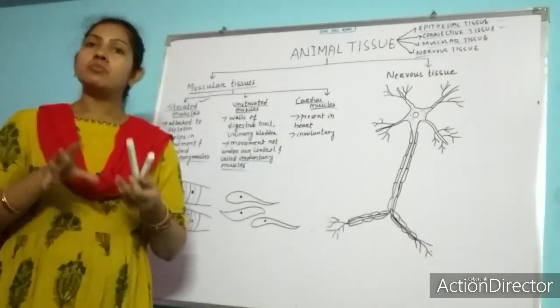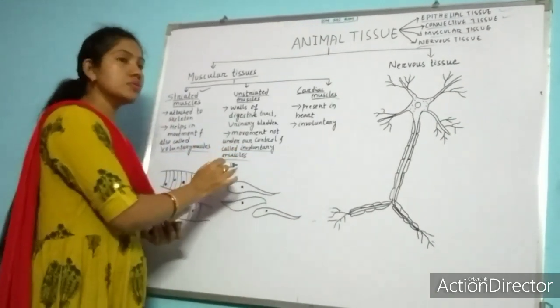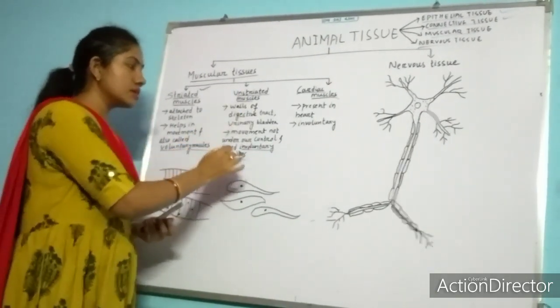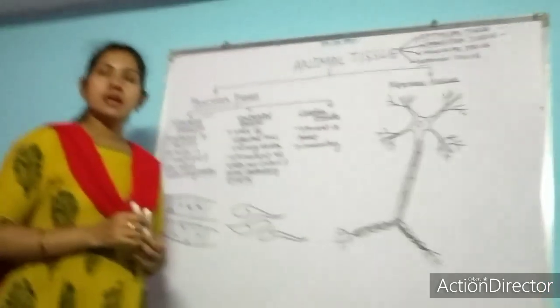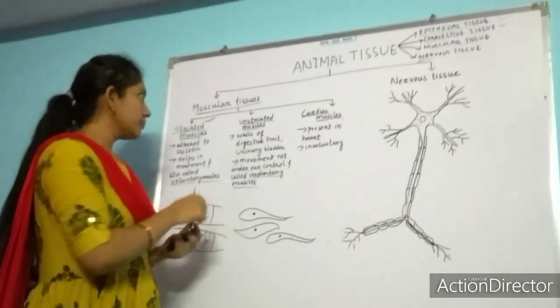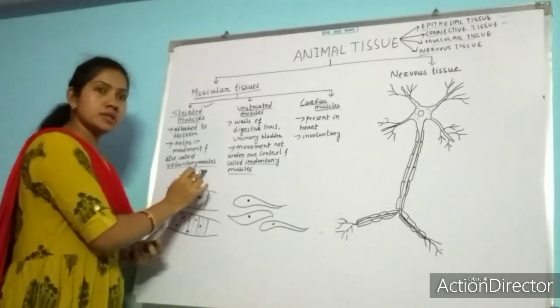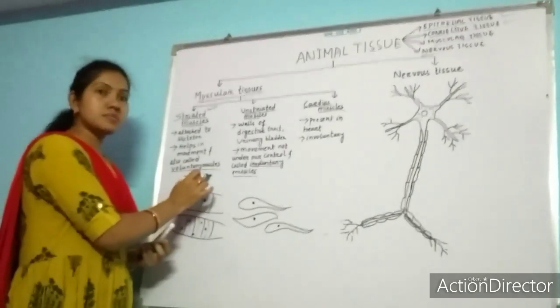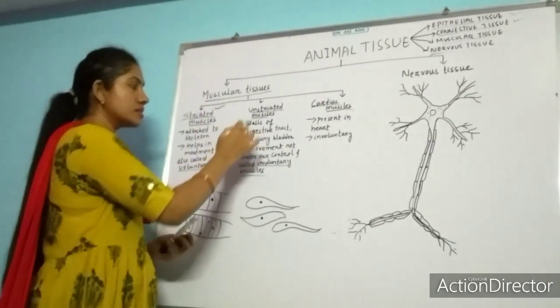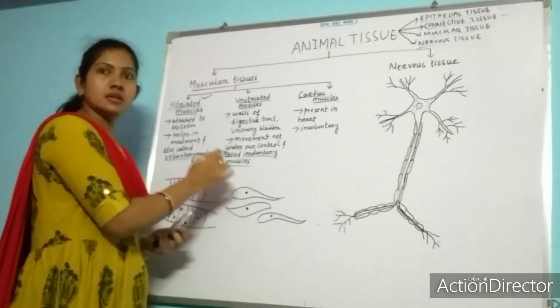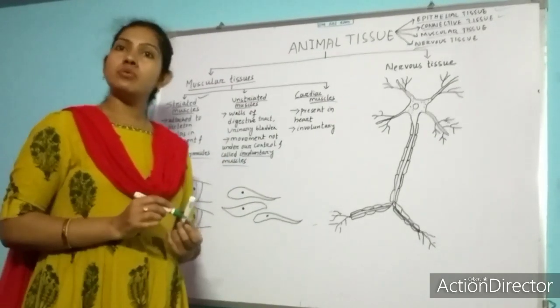This kind of movement is called what? Involuntary movement, and that's why unstriated muscles are also called involuntary muscles. Remember this: striated muscles are called voluntary muscles because we can move them by our own will. Unstriated muscles are called involuntary muscles because we cannot move them by our own will.